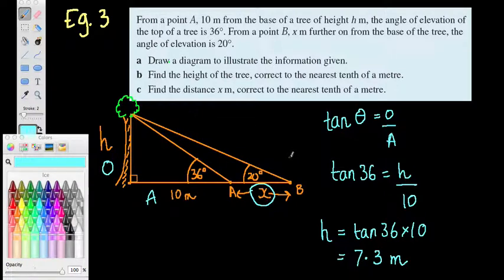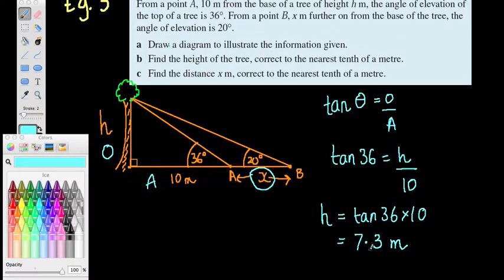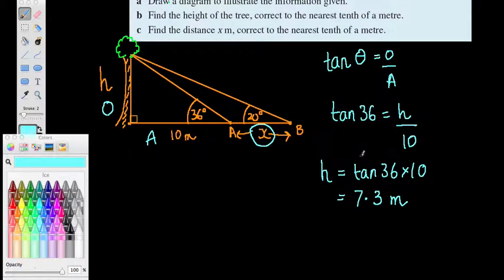Okay, what you might have noticed is now I'm working with the bigger triangle, that much larger one. I've got this 20 degrees here. I've also got the height, which was this 7.3 meters. That was rounded, so instead of putting 7.3 on my diagram, I'm going to put the exact answer. The exact answer is tan 36 times 10. So I'm going to put that here. That's what the height is equal to.